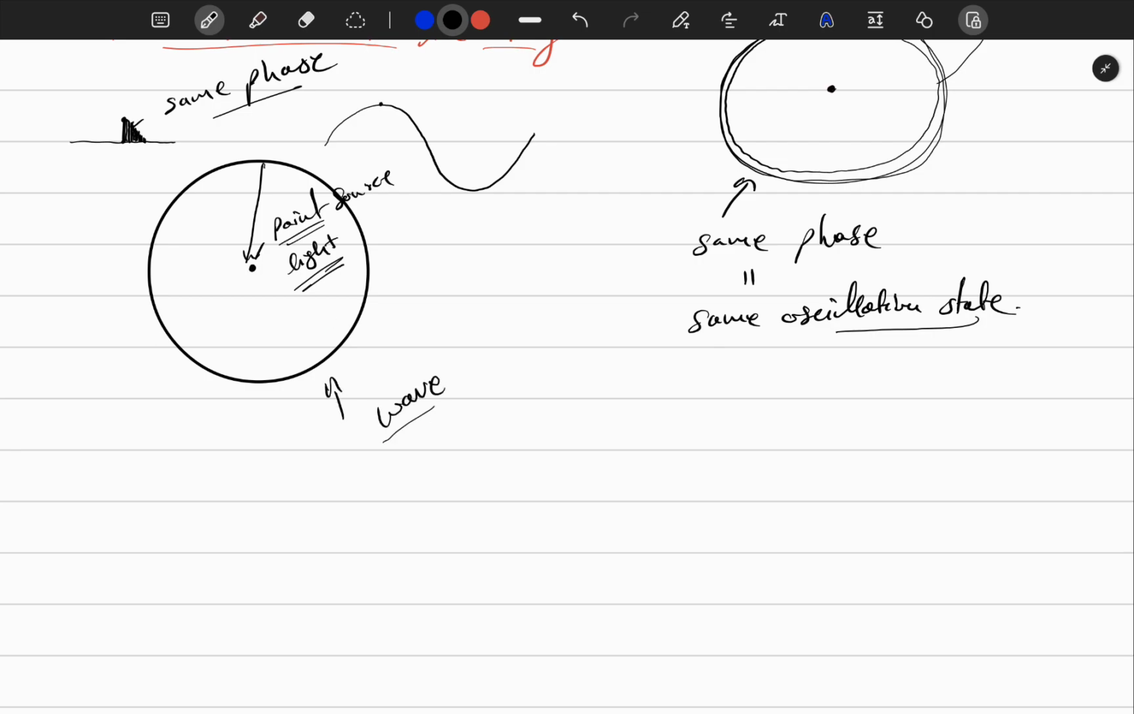So the question arises, what is the difference between a wave surface and a wavefront? The wavefront can be represented like this. We can take a portion of this surface and call it a wavefront, but the wave surface is the whole surface.